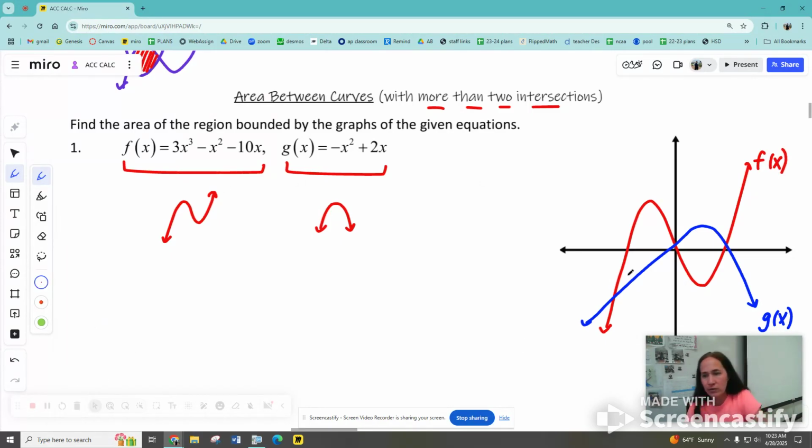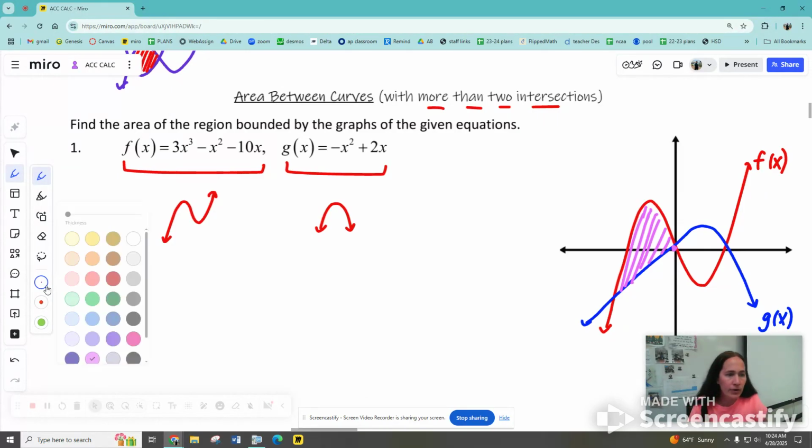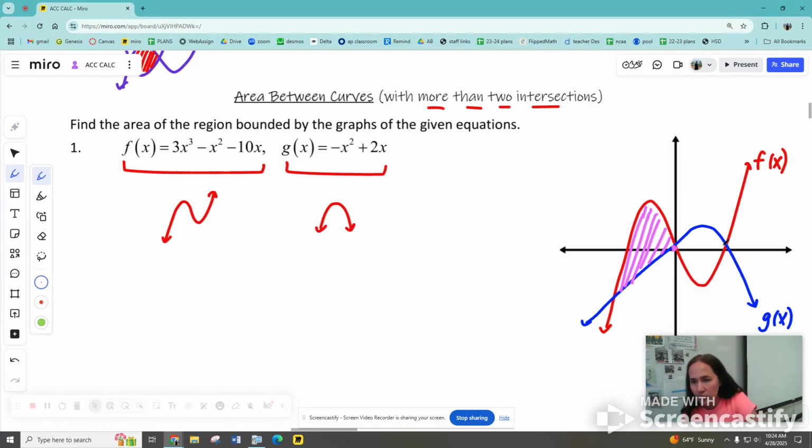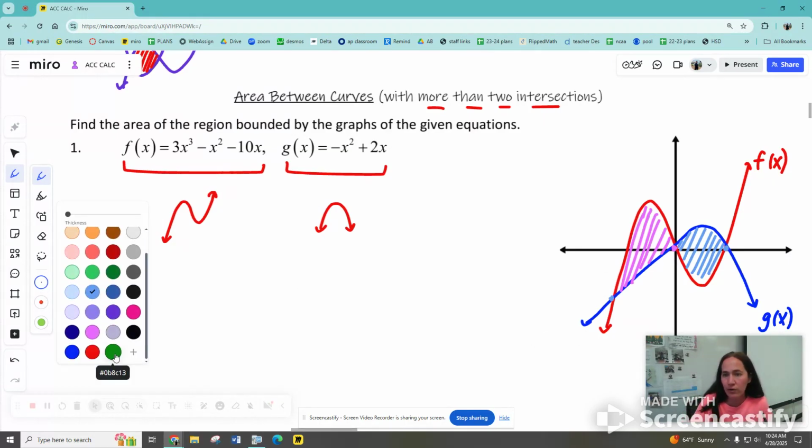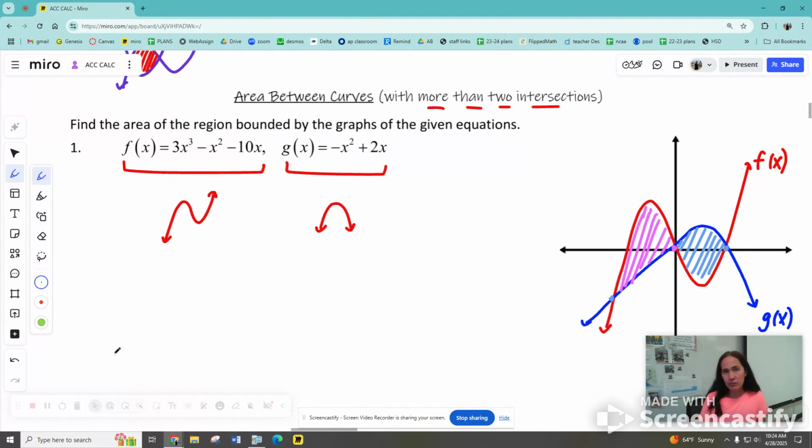And this is what our goal is, to find the total area of this lavender region here. And then could I also, let me switch to blue, this blue region here. And I feel like this is our dilemma, that we can't always call one of these 2 functions the top or the bottom. We're gonna have to split this into 2 parts. Calculators and Desmos can help me find those intersection points just in case.